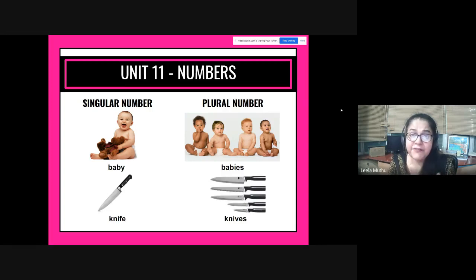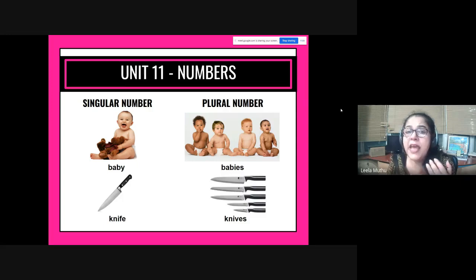Then you have a knife. Words ending with FE, okay, like knife. When you want to change it into the plural number, we remove FE and add VES.